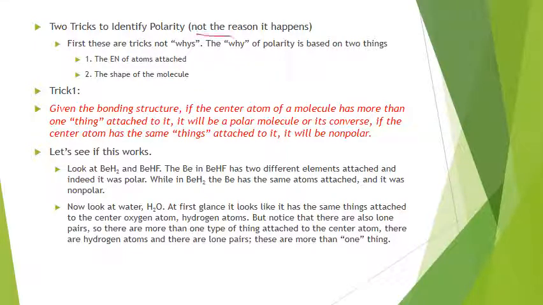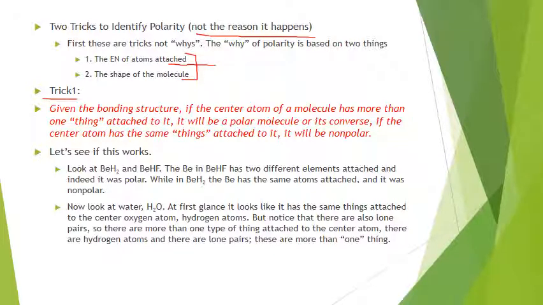Two tricks that identify polarity. And again, it doesn't explain why it happens. They're sort of tricks. Again, what I just told you, the whys are the electronegativity of the atoms attached and the shape of the molecule. So what are the tricks?